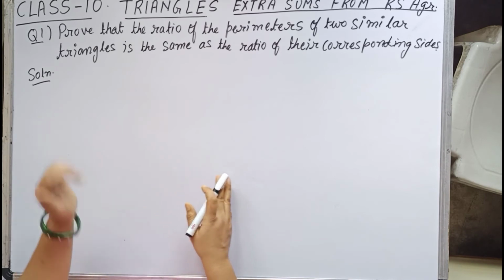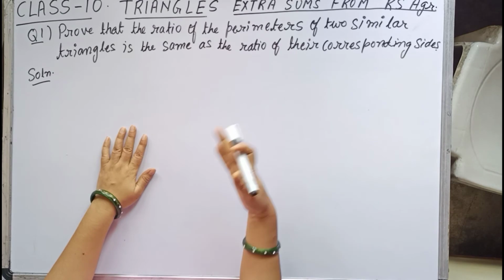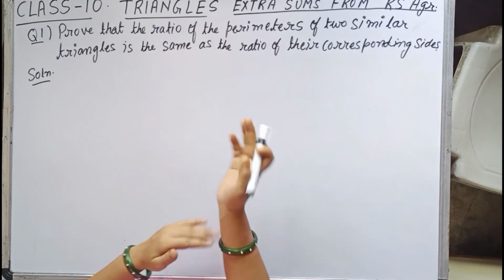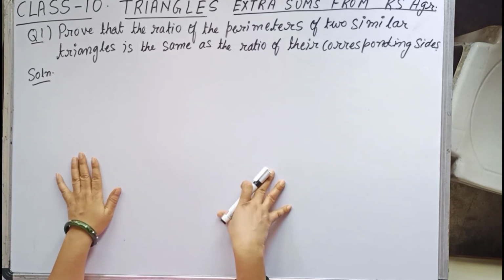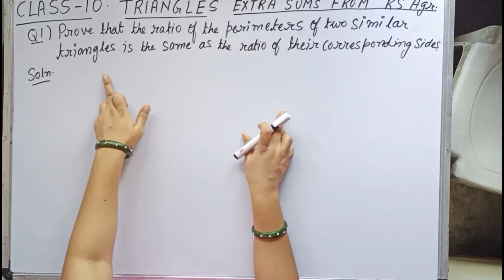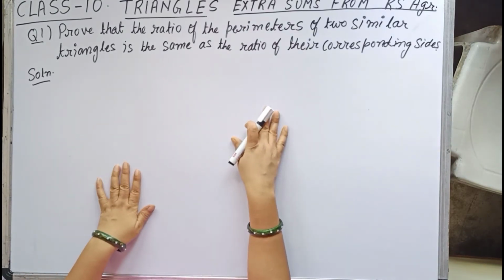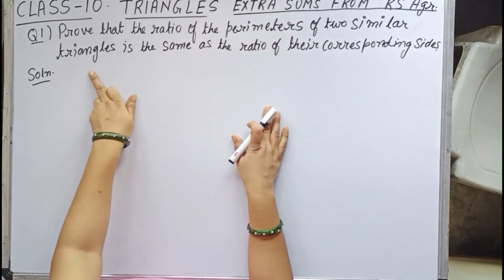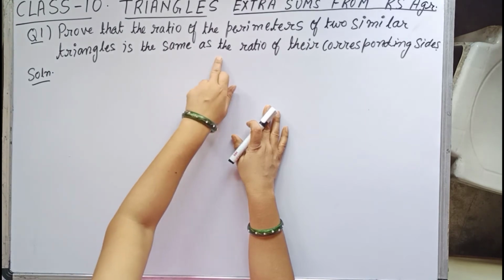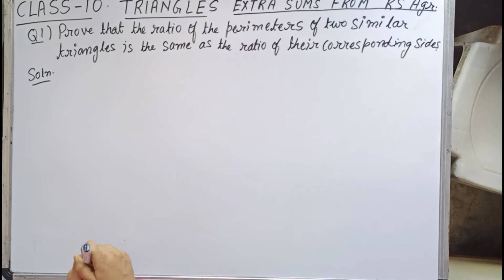So let us start. The question which I have written over here generally comes under the 2 mark section, and I have seen it many times in the board question papers. So let us go through. Prove that the ratio of the perimeters of two similar triangles, ratio of the perimeters meaning the sum of the lengths of the three sides, is the same as the ratio of their corresponding sides. So we will prove it.